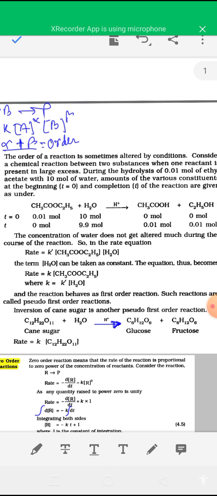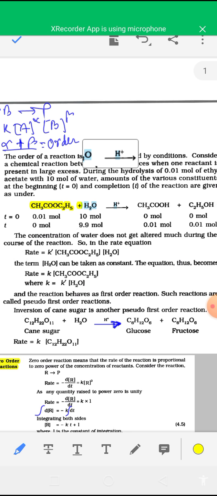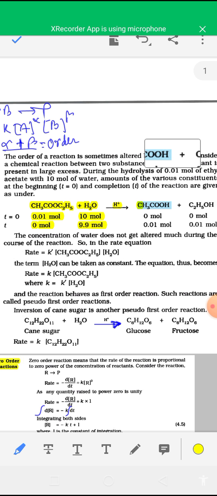Hydrolysis of ethyl acetate, CH3COOC2H5, ethyl acetate. Hydrolysis means reaction with water in presence of acid catalyst, that is in presence of H plus, to form acetic acid and ethanol. This is the hydrolysis reaction of ethyl acetate.